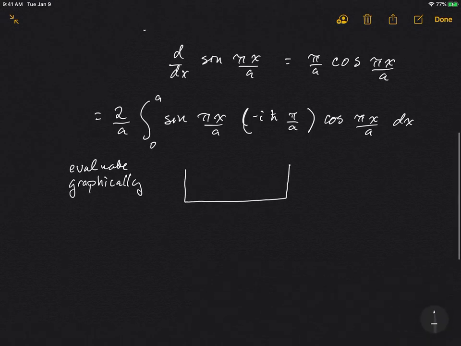Clean that up a little bit. There, that looks a little bit more symmetric. Okay, and so that's the sine.